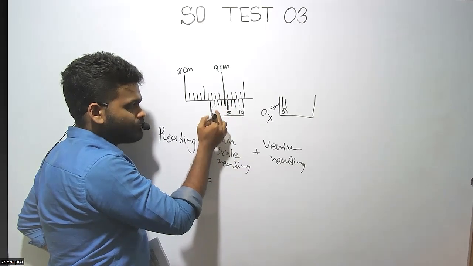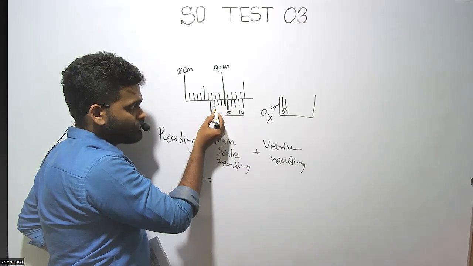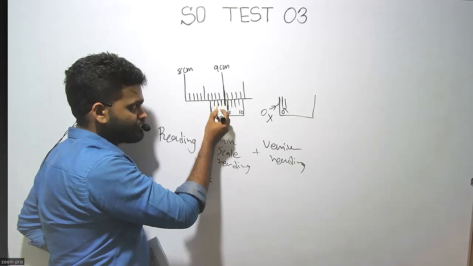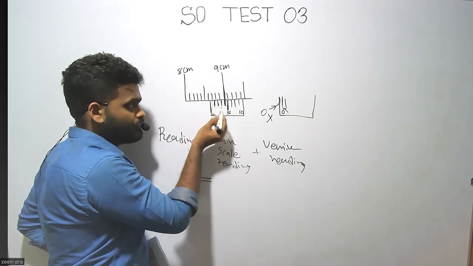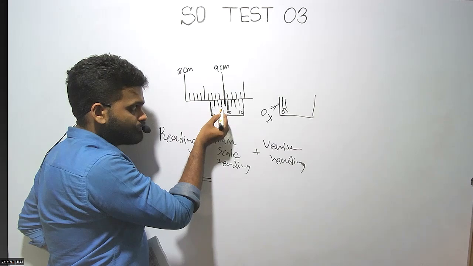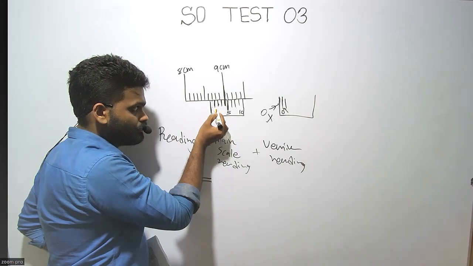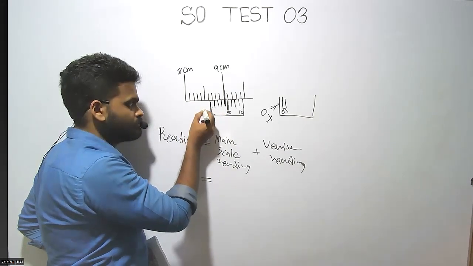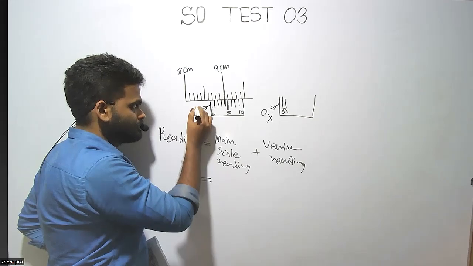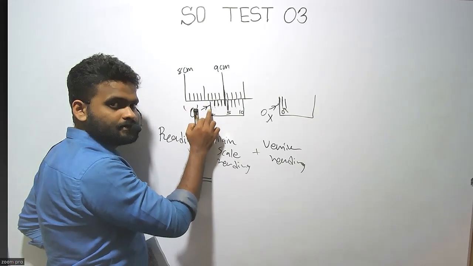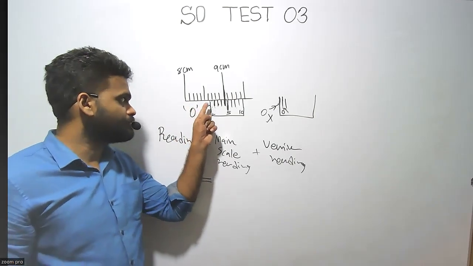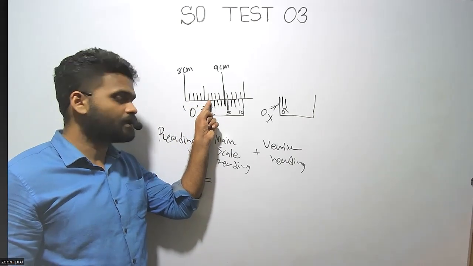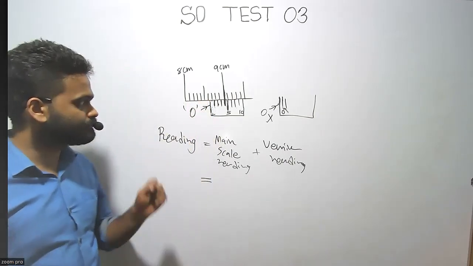So where is the zero? Not this one. This is not the zero. Zero is actually this part. How do you know that? This is 4, 3, 2, 1, 0. So this is the zero division. Got it? Everything is measured depending on this zero mark.